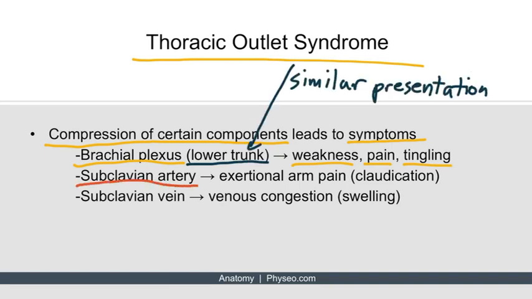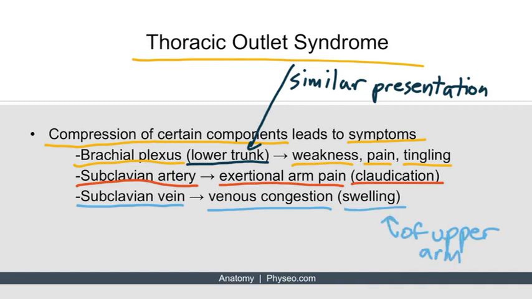If the subclavian artery is compressed, this can lead to exertional arm pain, also called claudication. So if the patient is moving their arm around or exerting themselves in some way, this can cause pain. But at rest, they wouldn't have the pain. Finally, if the subclavian vein is compressed, this will lead to venous congestion. And naturally, this will lead to swelling, specifically swelling of the upper arm.